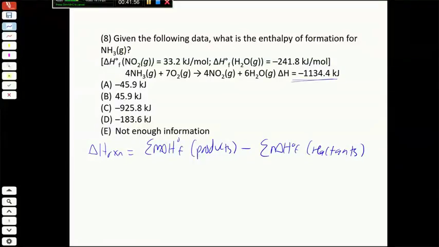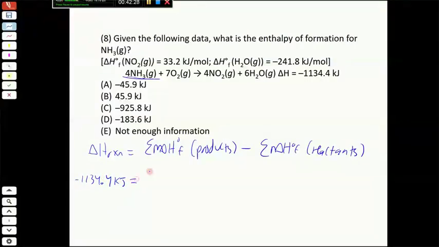So we learned this equation as a way of finding delta H if we know the delta H of formation. Here we're going to use this equation, but our unknown in this case is one of the delta H of formation values. So conventionally you would use this to find delta H, but here we're given delta H, but we don't know the delta H for one of our reactants, NH3. So then we can just start putting the numbers in that we have. So the delta H for the reaction that we have here is given to us as minus 1134.4.